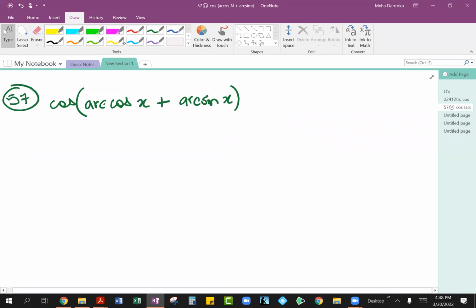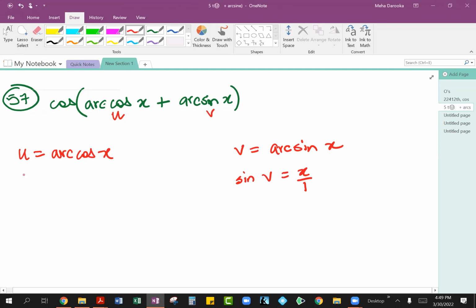Okay, so again, guys, remember, we're going to assign this guy as u and this guy as v. So you will basically have u equals arc cosine of x and v equals arc sine of x. So again, using the inverse trigonometric function rule, you can rewrite this guy as sine of v equals x over 1. For angle u, you will have cosine of u equals x over 1. So remember, cosine is adjacent over hypotenuse, and of course, sine is opposite over hypotenuse.